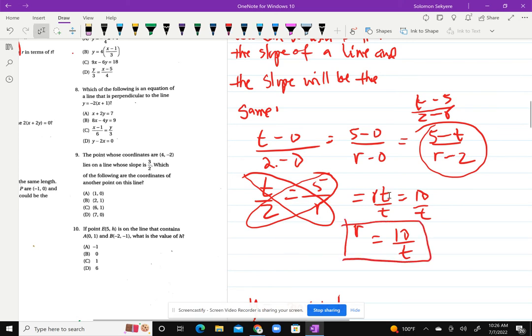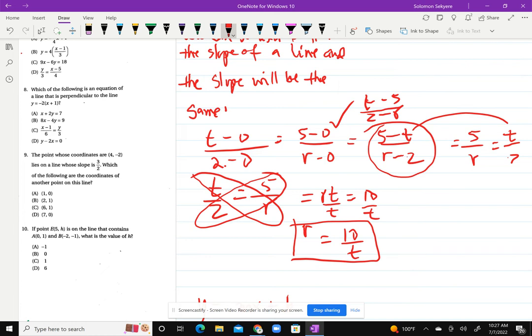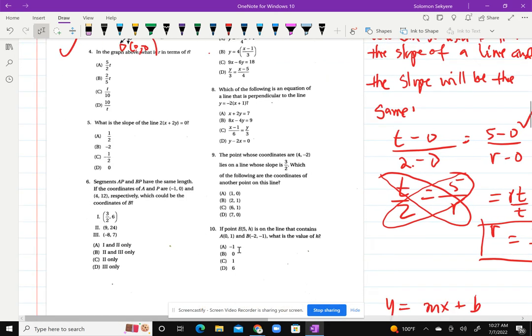We could have done the same thing with any of the 2 points and arrived at the same result. We could have said 5 minus t over r minus 2 is the same as 5 over r, which is also the same as t over 2. Any of these, if you use them, you should arrive at the same answer. Got it? So with origin, make note of that. Now let's do question number 11.